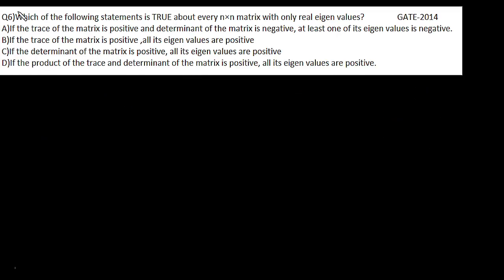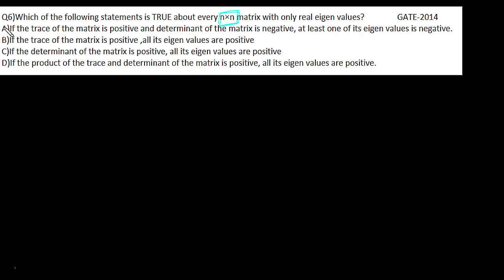Let's solve question number 6. Question 6 says: which of the following statements is true about every n cross n matrix with only real eigenvalues. We are given a matrix of dimension n cross n, so we have n eigenvalues corresponding to this matrix, and all are real.